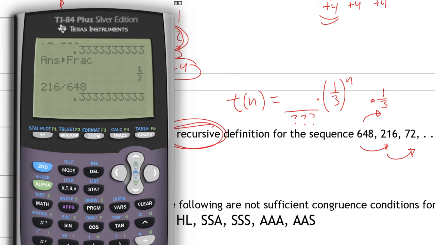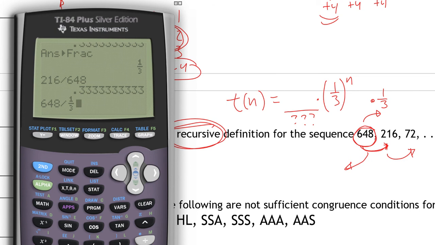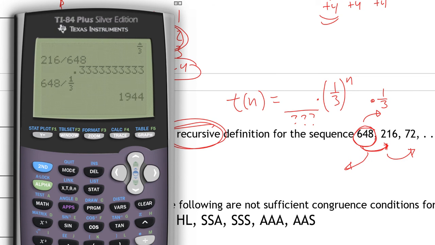Well, in order to get the 0th term, I'm going to take this first term, and instead of multiplying by 1/3 to go forward, I'm going to divide by 1/3 to back up. So I'll take the 648 and divide it by 1/3, which is the same thing as multiplying by 3, and I get 1,944. So this is the explicit rule, right?